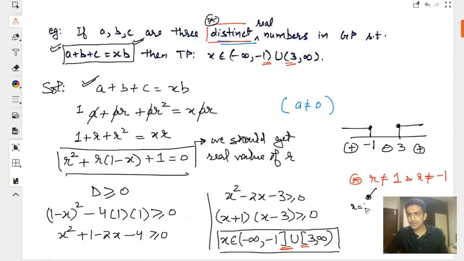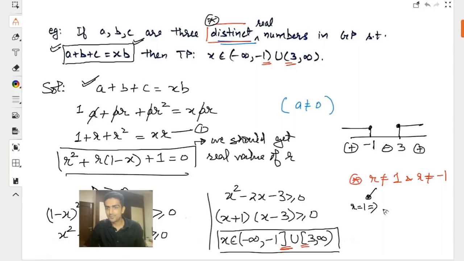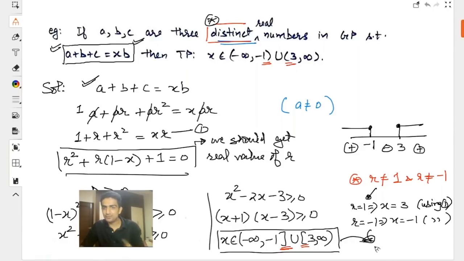So when R is 1, then clearly from here you get X equal to 3 using 1. And when R is minus 1, X is minus 1. We don't want R to be 1 or minus 1. So these values must be rejected, and hence X belongs to minus infinity to minus 1, union 3 to infinity.